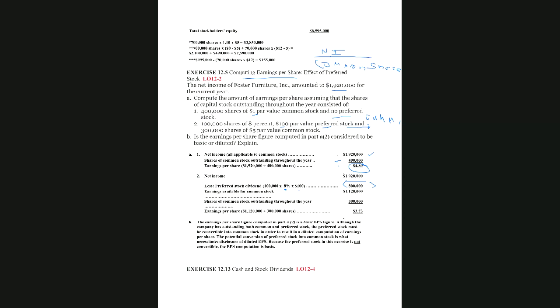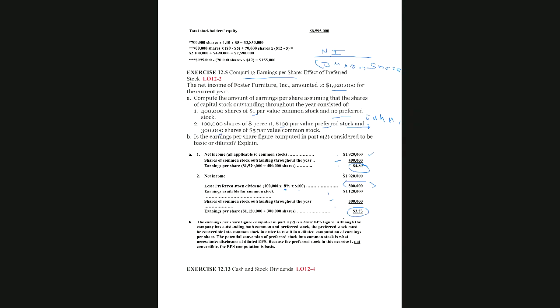Then you're going to divide by the number of common shares outstanding. Here we're told it was 300,000 shares. So again, it's not 100,000. We changed it. Now it's 300,000 shares you're dividing by. So what is the earnings per share of common stock under the second scenario? $3.73.